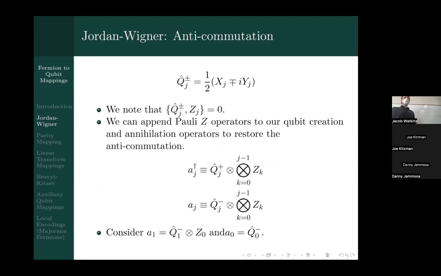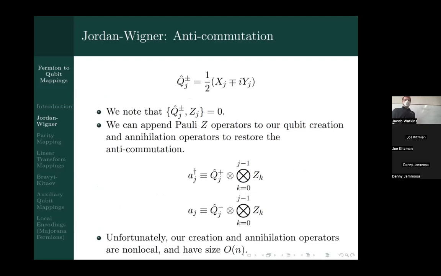But anyway, we found a way to fix our qubit operators to have the anti-commutation that we need. Unfortunately, they are non-local operators because they operate on a lot of qubits that are not just immediately corresponding to the fermion that we want to create or annihilate. And they have size O of n, where n is the number of qubits. So for large systems, this is inefficient.